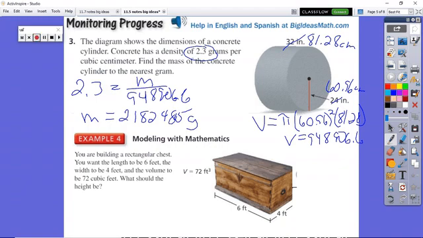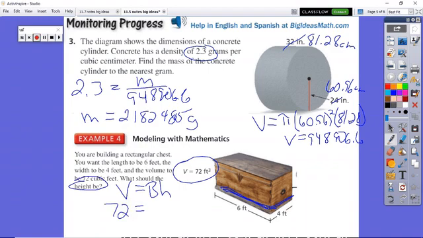All right, moving along. Next we have to back solve some stuff. So in this case, we want to look for the height. We know the volume and we know the area of the base. So our formula says area of the base times the height. The volume is 72.